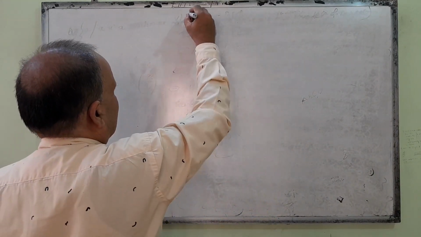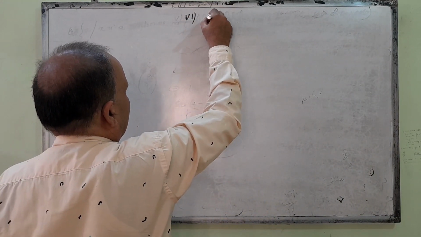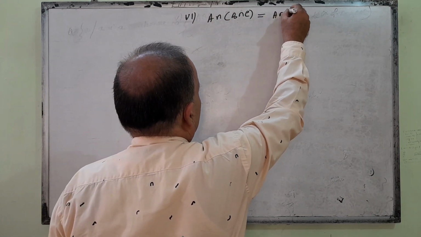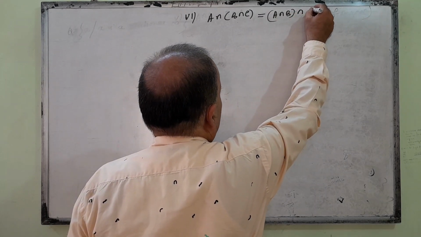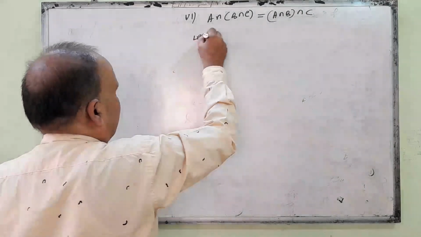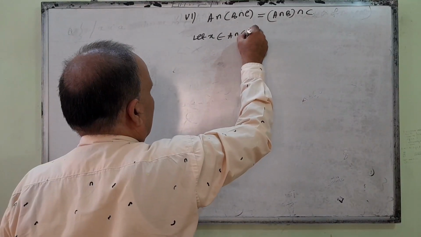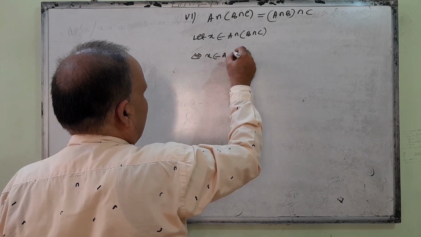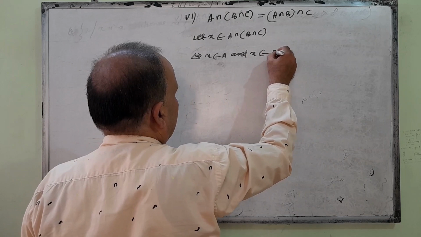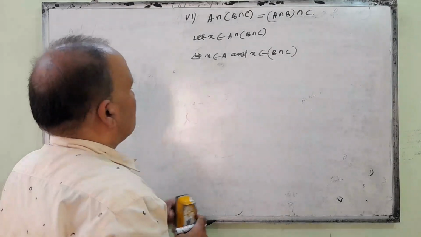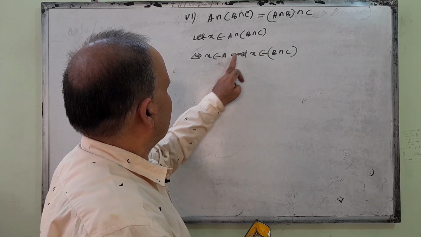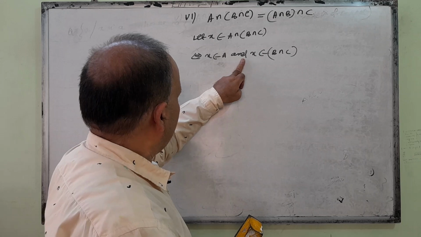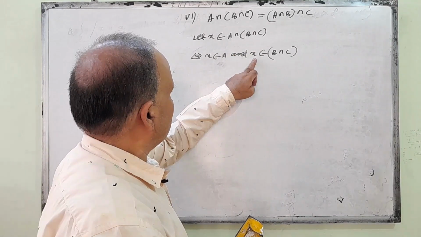Intersection is associative, that is, A intersection whole of B intersection C is equal to A intersection B whole intersection C. Let x belong to A intersection B intersection C. This implies and is implied by x belongs to A and x belongs to B intersection C. You remember one thing, you don't split B intersection C at a time.